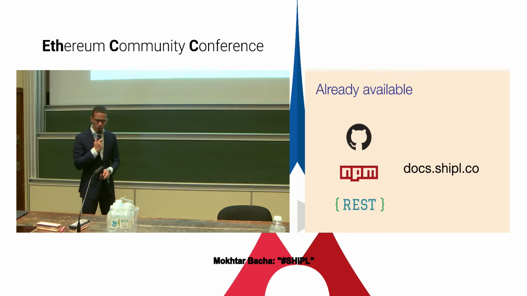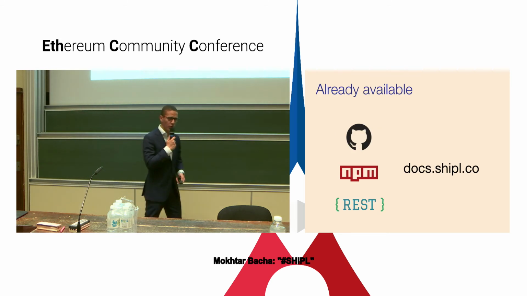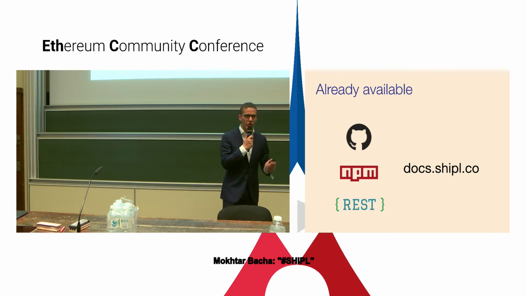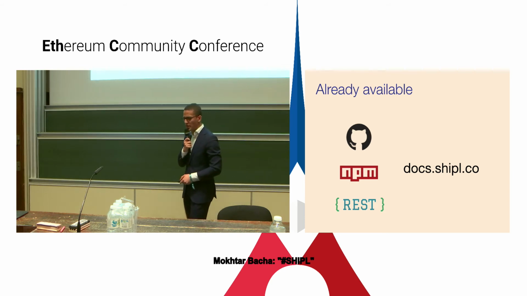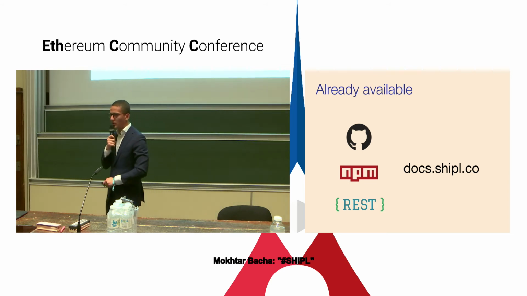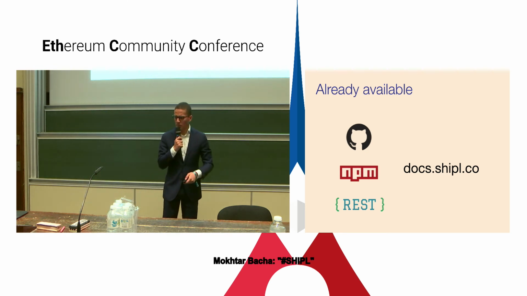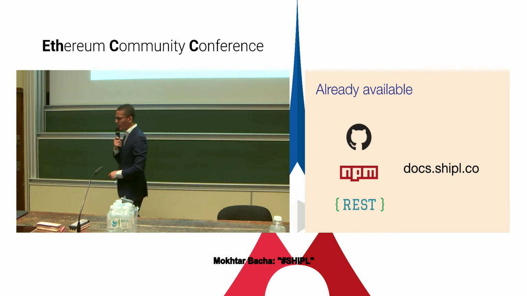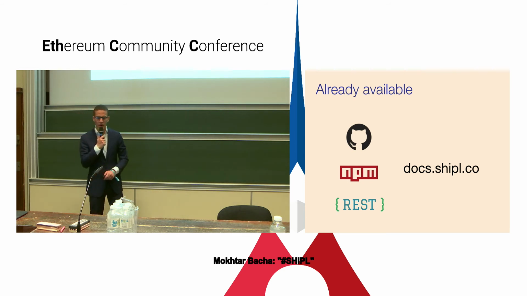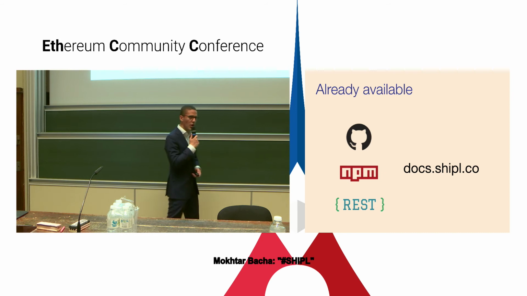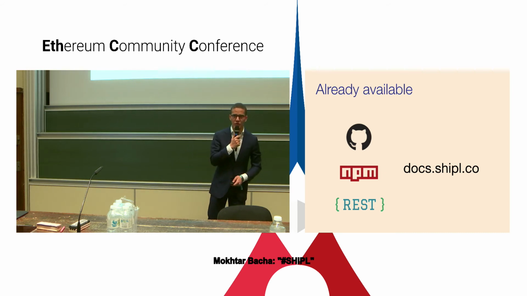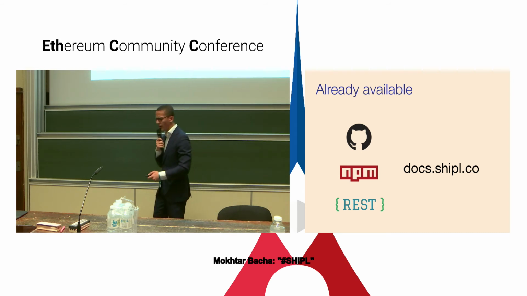So Sheeple is already available. You can go on GitHub. The SDK is open source. You can download the Sheeple SDK on NPM. Our API is a REST API, and you can read the docs at docs.sheeple.co. We also launched the beta on mainnet. It's a closed beta, so you need to sign up with your email, and then we will get in touch with you. But it's already available on mainnet.